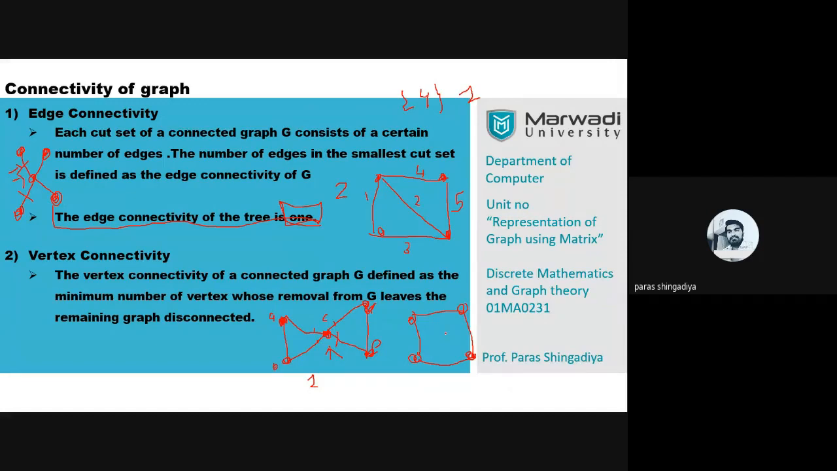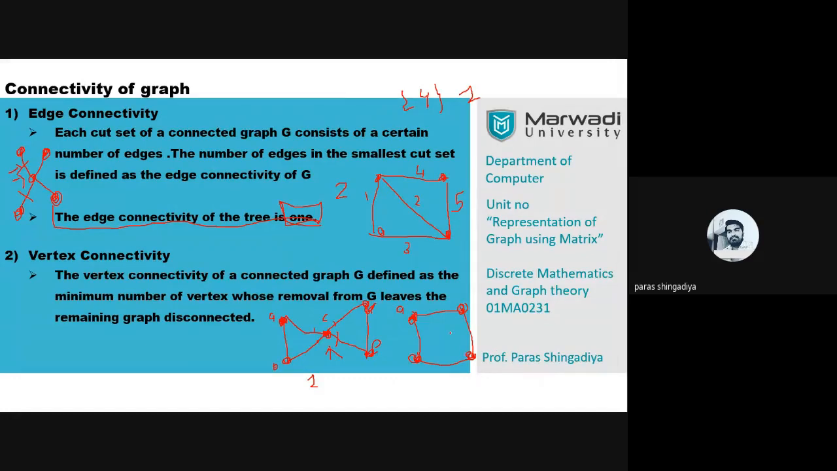Why? Because if we delete only one vertex, suppose I delete one vertex, we cannot split the graph into two parts, because the remaining 3 vertices are still connected. So by using a single vertex, we cannot make the graph disconnected. So now think for 2 vertices. Can we delete 2 vertices which make the graph disconnected?